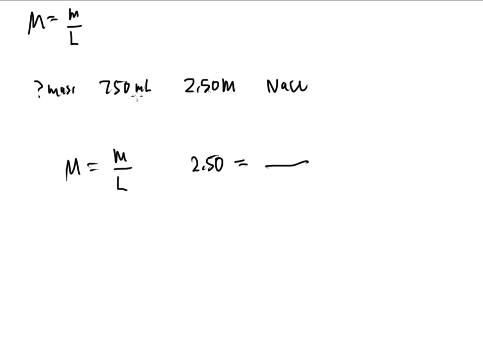Right? Now, this gives me milliliters, so I'm going to have to convert that. When I do that, I'll take 750 mils over 1. I need to go from milliliter to liter. There's 1,000 mils in a liter. So 750 divided by 1,000 is 0.750. So that goes in for L.